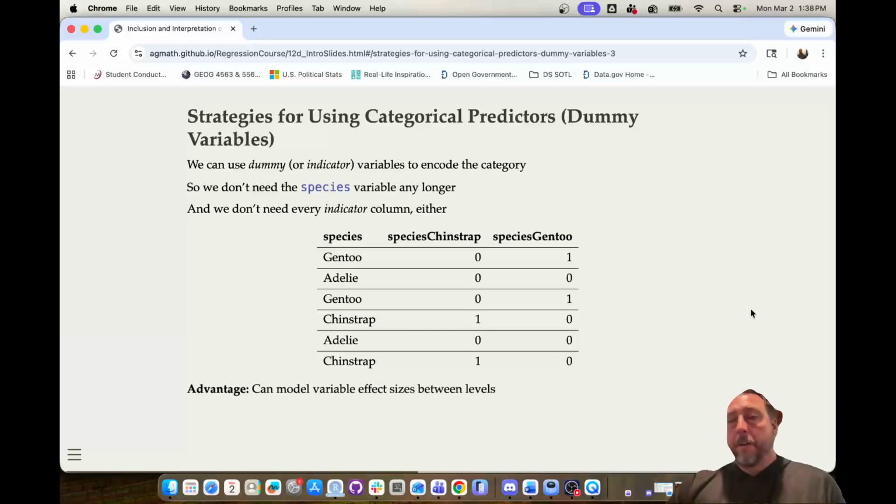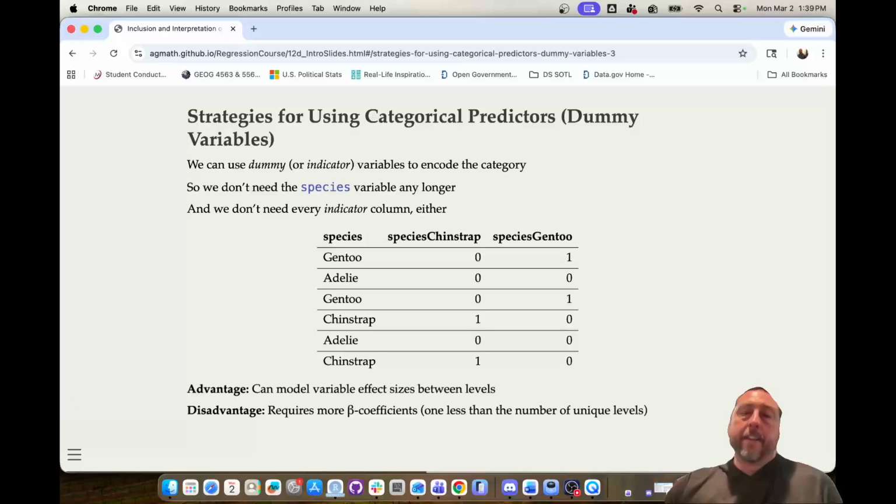So there's a few advantages to this, and it's that it can model variable effect sizes between levels, so we're not forcing proportionality anymore. We don't have to have a ranking between categories before we provide the data to the model. The disadvantage here is that it requires more beta coefficients. We need one less than the number of unique levels for that categorical variable. So here we're trying to encode species. There were 3 species in the data set. We need 2 columns to encode all 3 of those species via indicator variables.